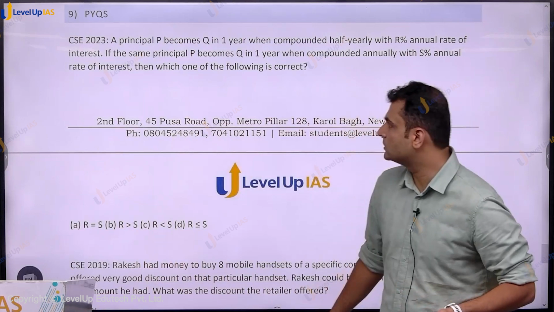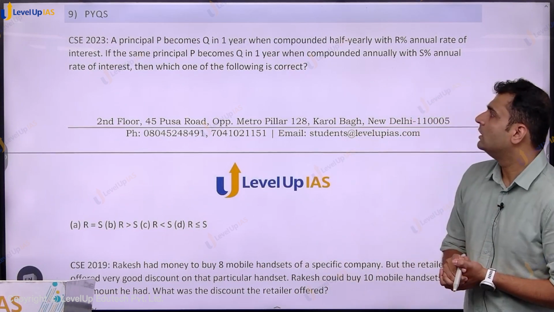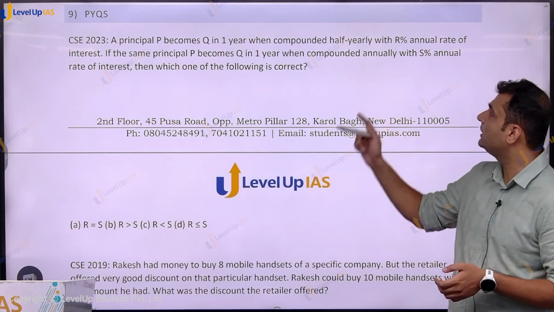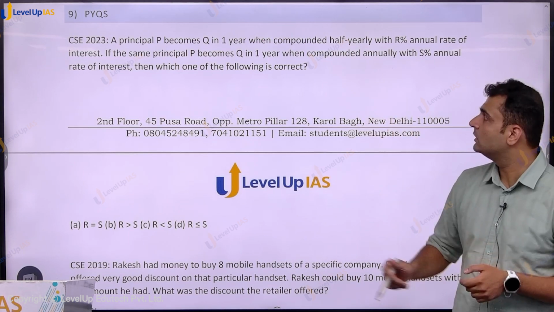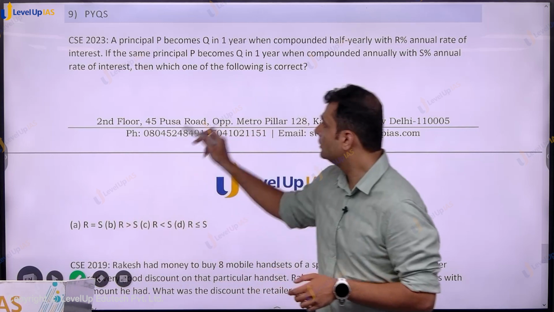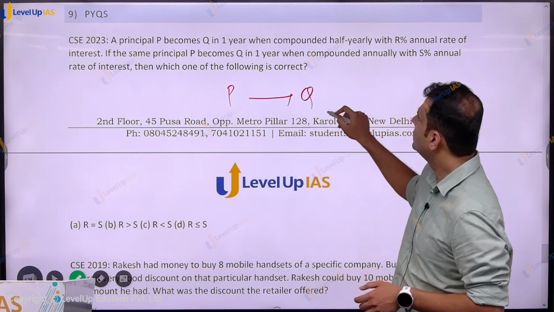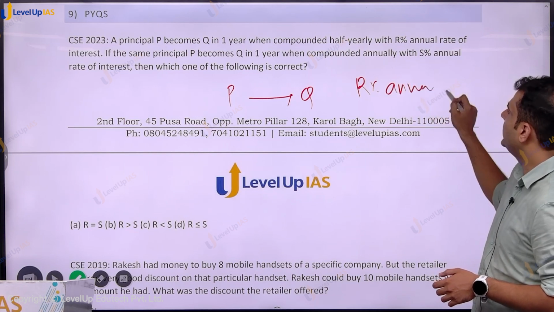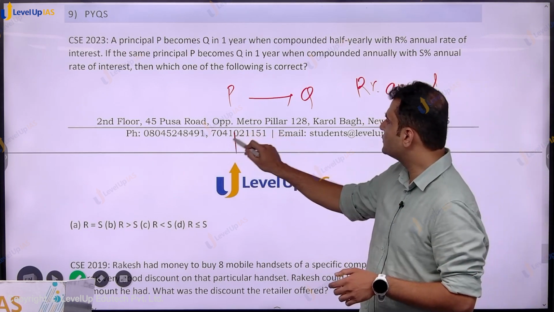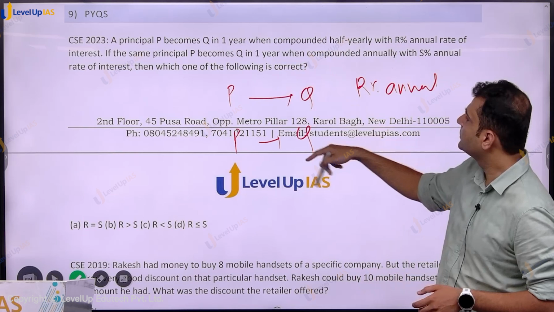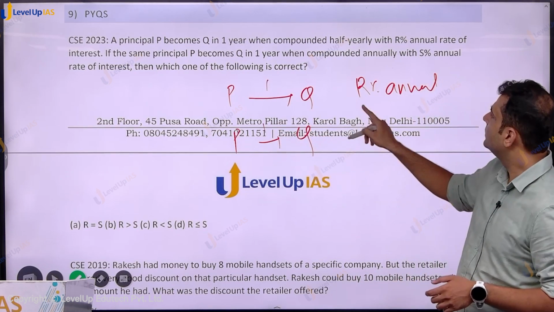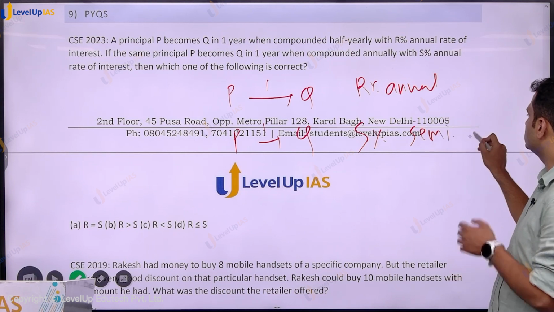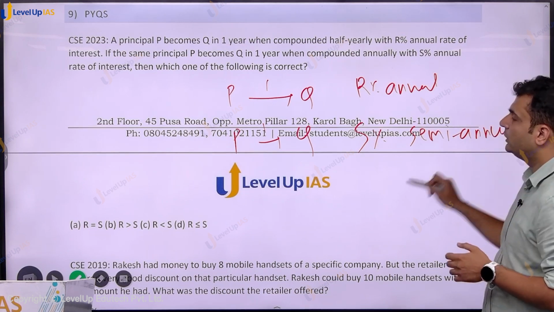I hope you understood this. Let us read this question. A principal P becomes Q in 1 year when compounded half yearly with R% rate of interest. So P becomes Q with R% annual rate, right? And P becomes Q in 1 year. Again, the period is 1 year, at S% in semi-annual rate of interest. Which of the following is correct?